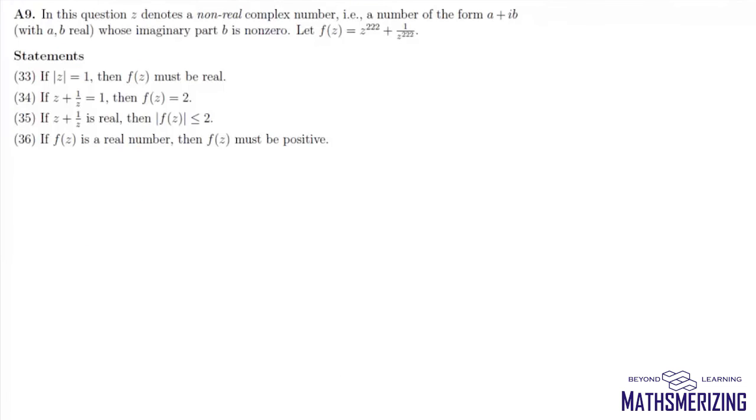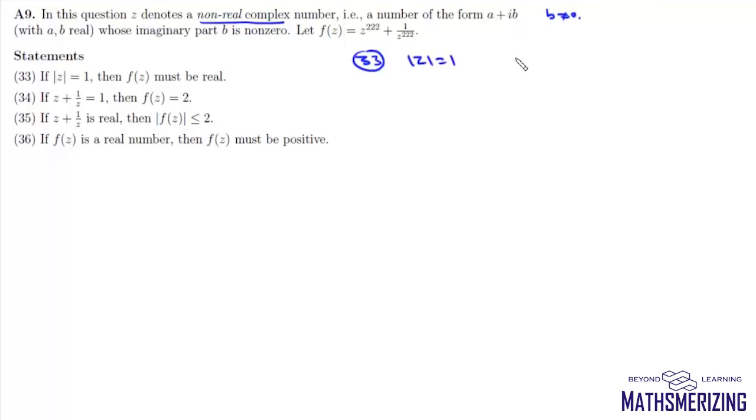Now in A9, we are given a non-real complex number, that is a number of the form a plus iota b, where b is unequal to 0. And f(z) is z to the power 222 plus 1 upon z to the power 222. Now statement 33 is, if mod of z is 1, then f(z) must be real.